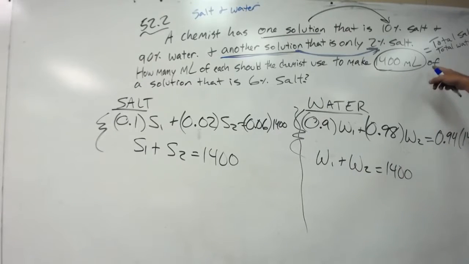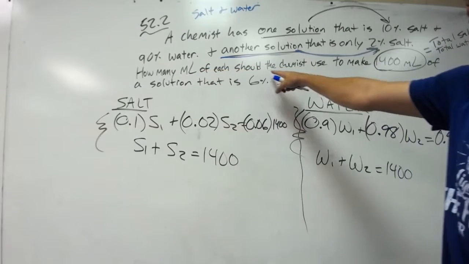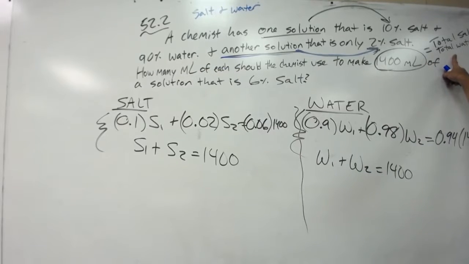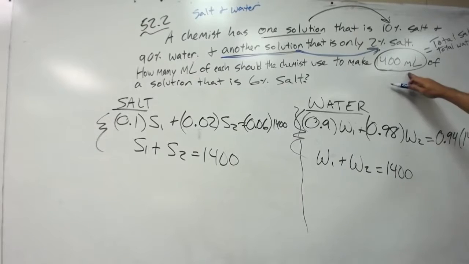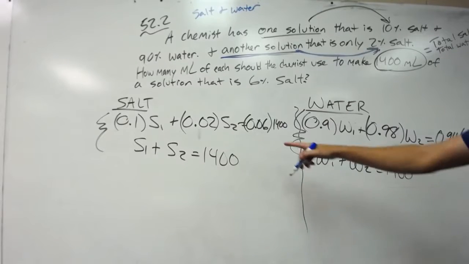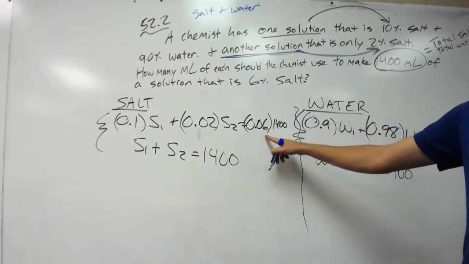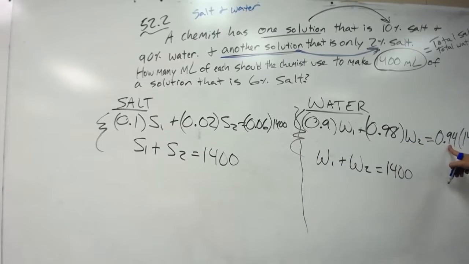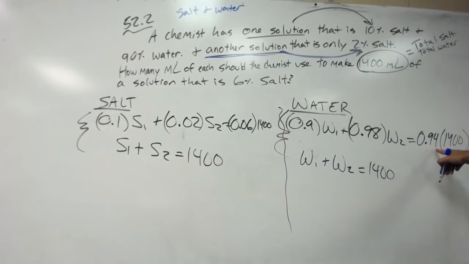Then it says, how many milliliters of each should the chemist use to make the total of 1,400 milliliters? So this is the total salt, total water. How many of each should they use to make that total? So that would be considered our salt 3 or water 3. Oh, and it says 6% salt. So we would plug in 6% times the total, 1,400, and then 94% times the total, 1,400.